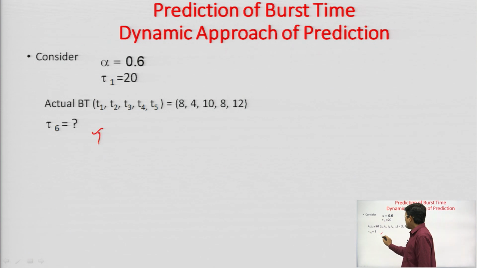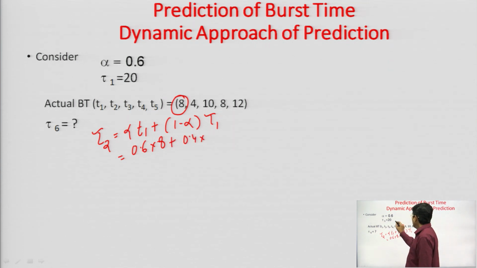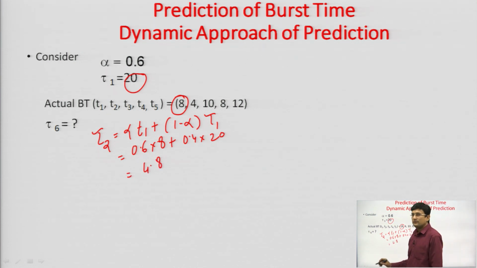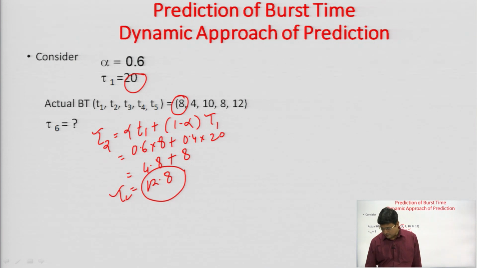Now, let me compute tau 2 for you and then the rest of the parameters you should compute by yourself. Tau 2 will be alpha T1 plus 1 minus alpha tau 1. So, this will be equal to 0.6 into 8 plus 0.4 into 20. So, this figure comes out to 4.8 plus 8. So, this is 12.8. So, 12.8 is the predicted burst time of the second process. Similarly, we can find out the predicted burst time of other processes.